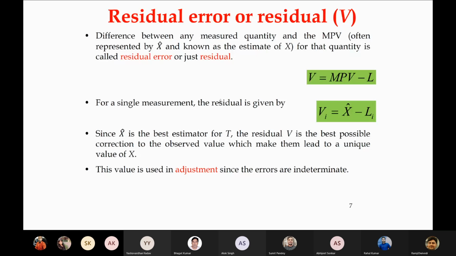तो छन्नी का रोल क्या है? छन्नी का रोल है जो error है उनको ना जाने दे आगे, और जो actual quantity है वही आगे बढ़े. That's it. From the same similar concept, the word residual comes up.